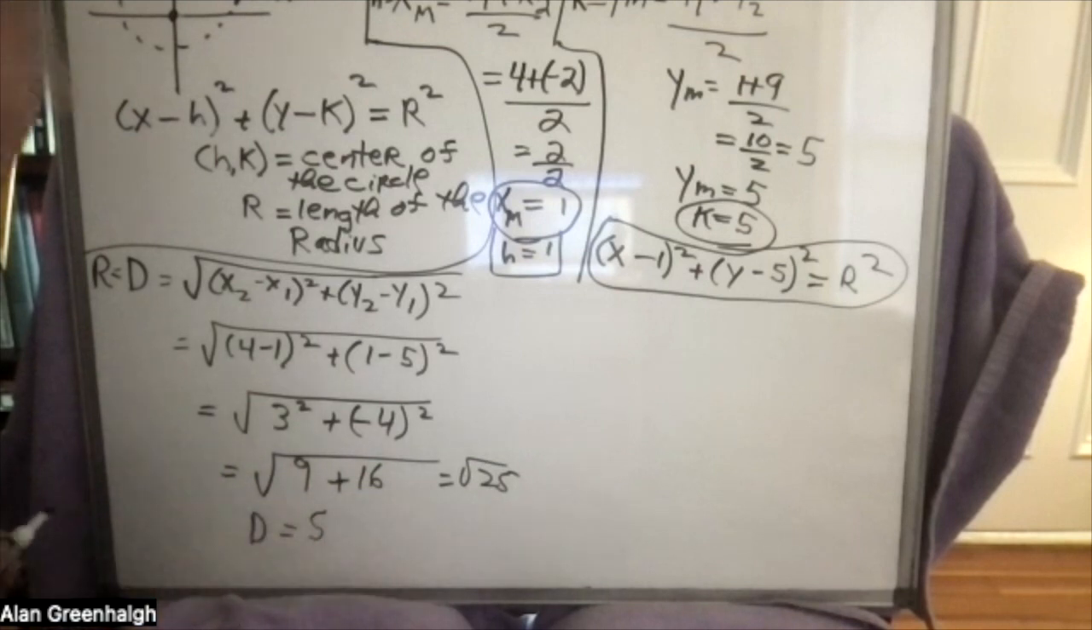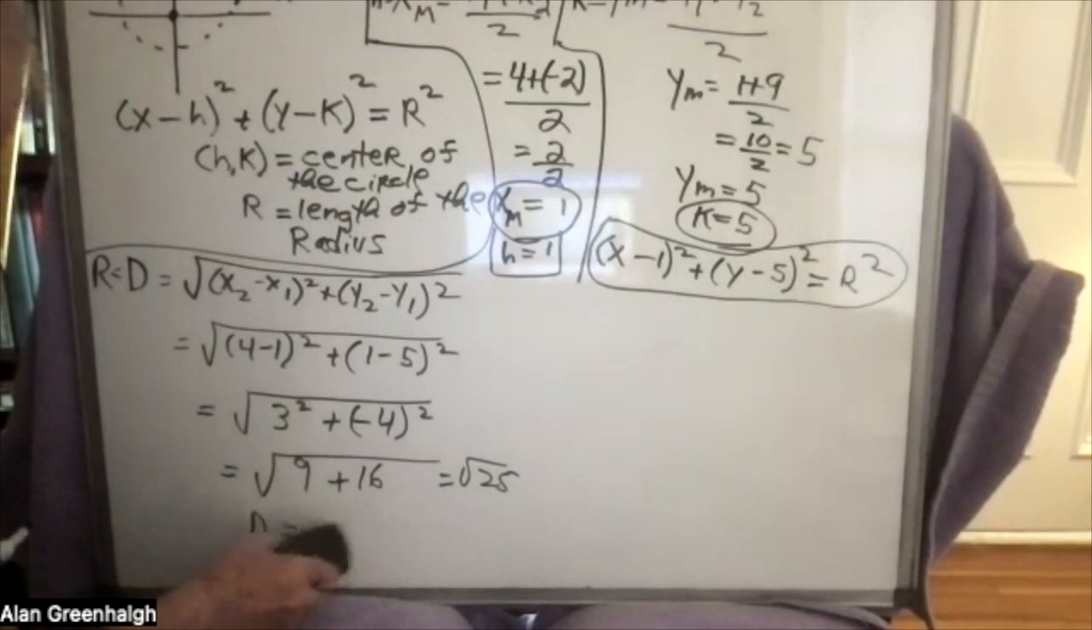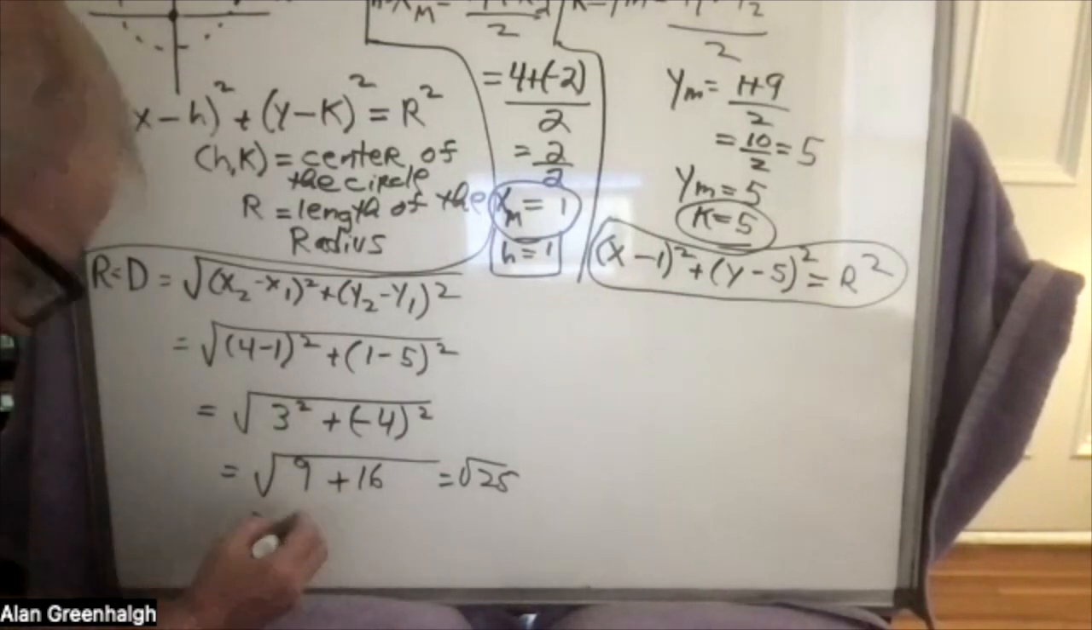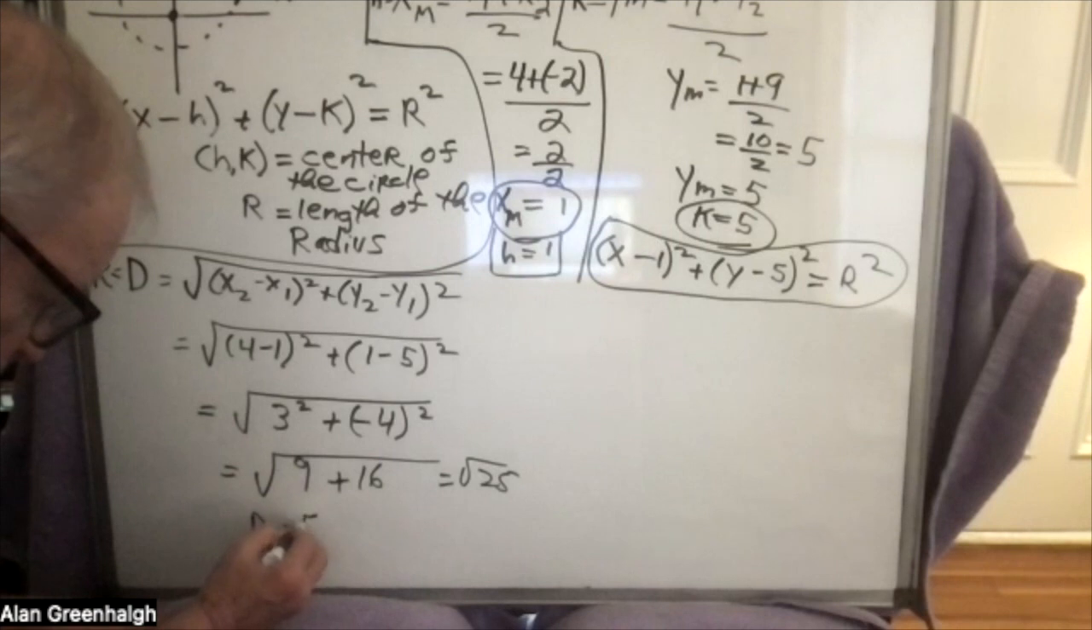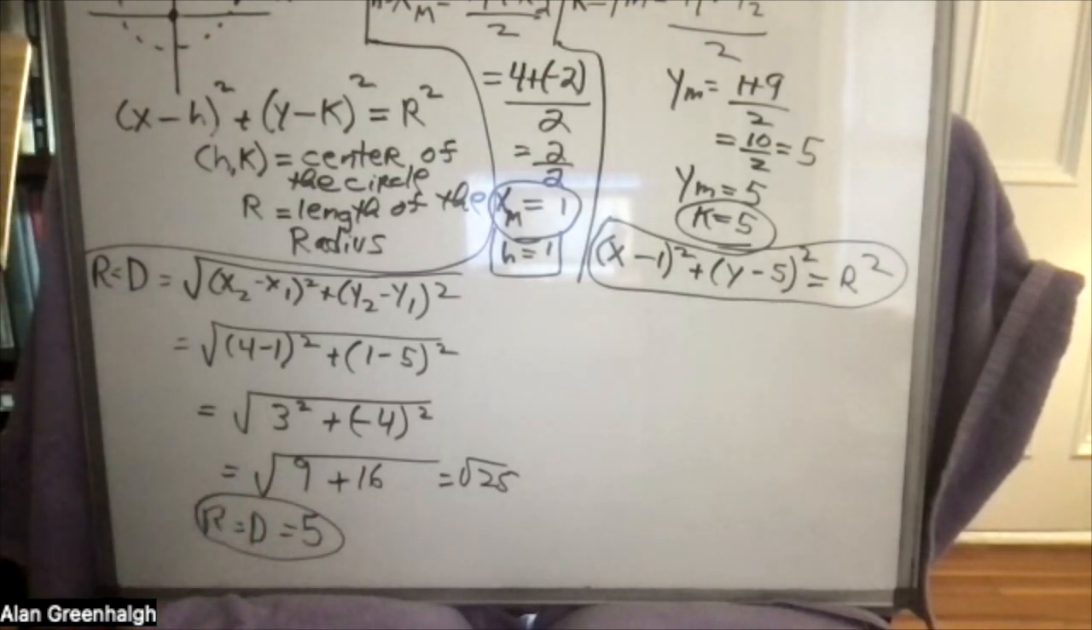See, I wrote my 5, which looks like an S, right? That's one of my problems. A teacher of mine used to call it the lazy 5. The radius is equal to 5.